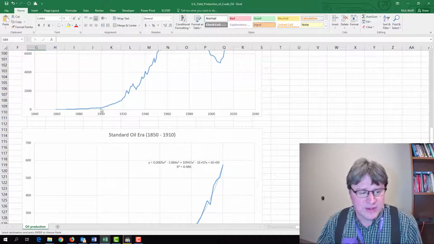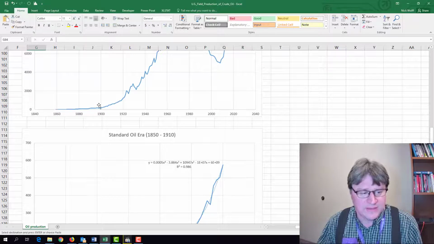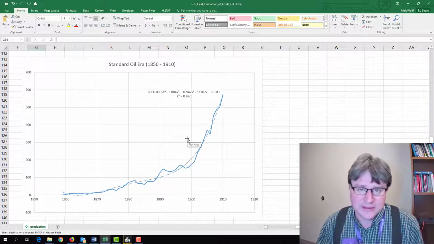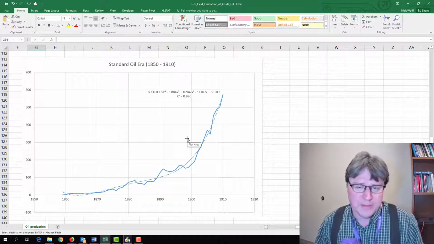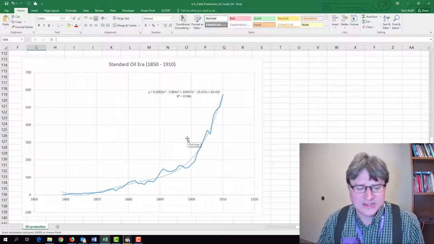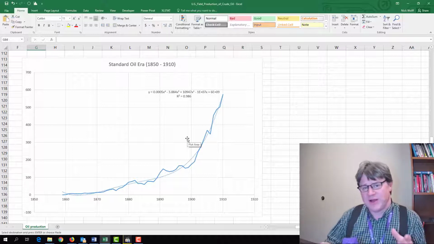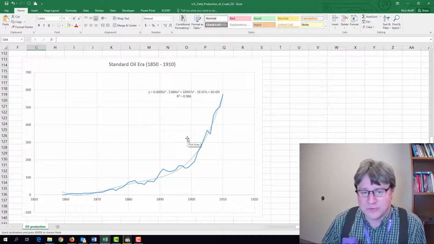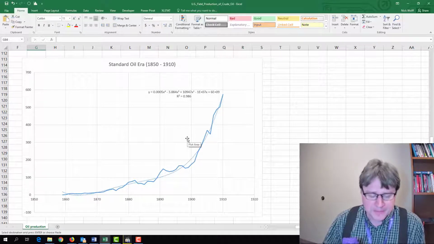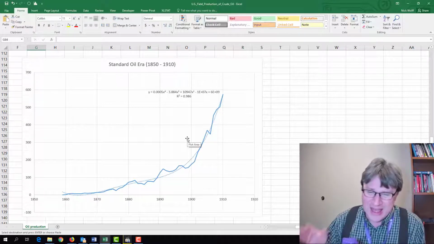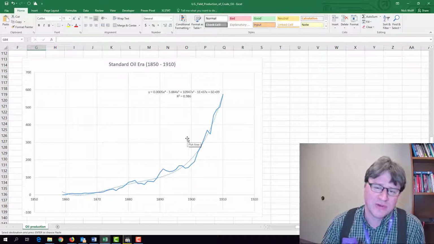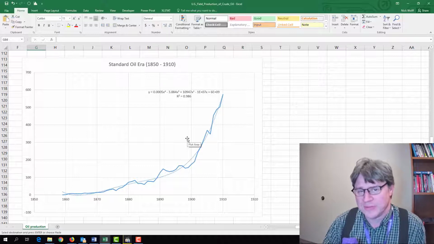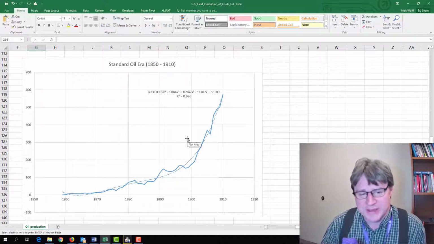We're looking at this area here from 1850 to about 1910. 1910 is the year that Standard Oil was broken up from antitrust legislation. So I call this the Standard Oil era, basically how John D. Rockefeller made his money. I first tried this with a linear regression, but you can see here that it doesn't really conform to a linear pattern. It's much more of an exponential pattern.